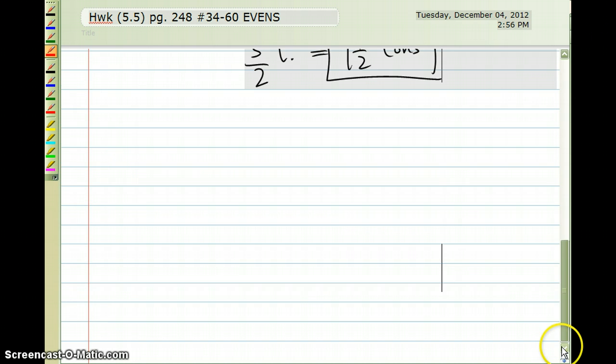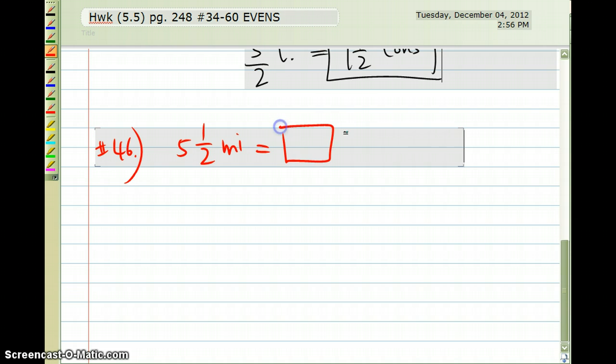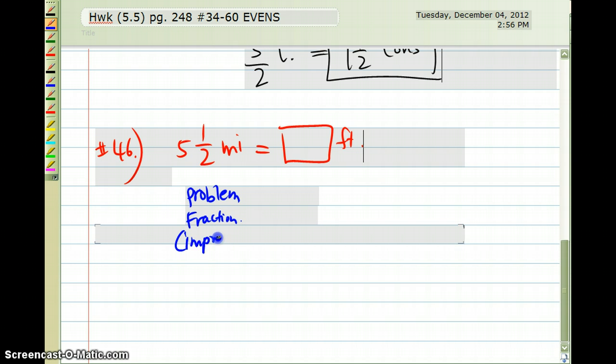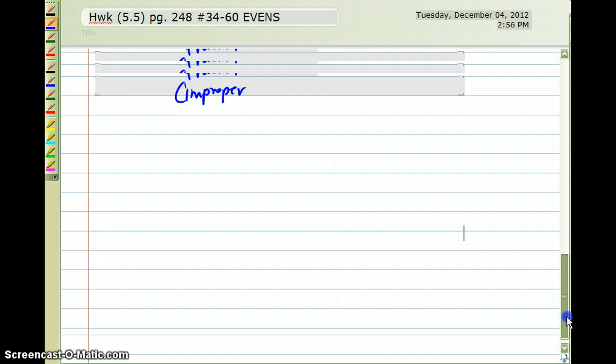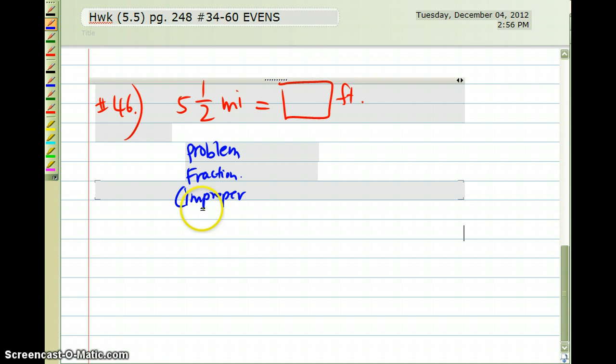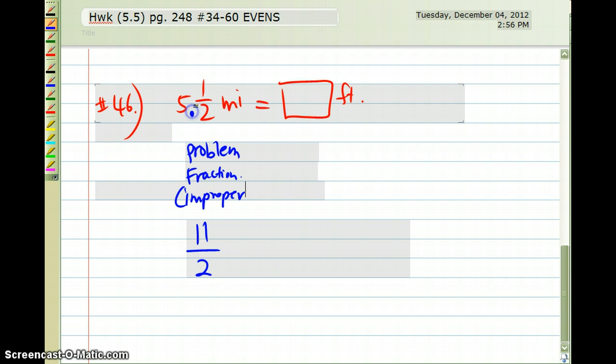Number 46: 5.5 miles is equal to how many feet? I start with the problem in a fraction, and I need to make sure it's an improper fraction. So I'm going to turn 5.5 into 11 over 2. Remember, I'm multiplying 5 times 2, adding the 1, and keeping my denominator 2.